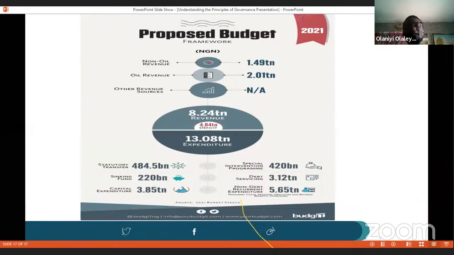Look at the total money that government wants to make. This is very, very funny. Let's go to the top one again, non-oil revenue and non-revenue. The addition of the two is 3.5 trillion. Money government wants to spend to service debt, 3.1 trillion. That means over 90% of Nigerian revenue will be used to pay debt. Over 90% of this money, this top non-oil and oil revenue, will be used to pay debt.